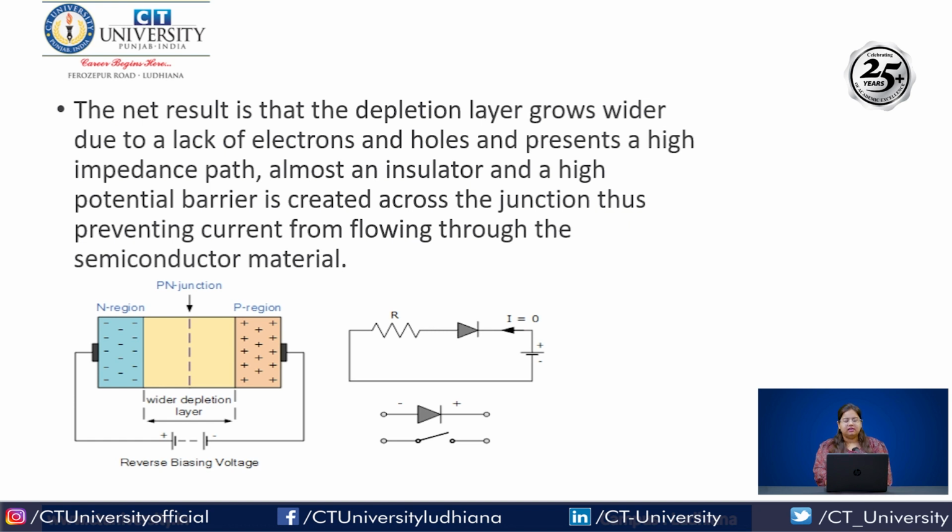As we can see in the diagram, the N region is connected to the positive side and the P region is connected to the negative side, so that the N region gets attracted to the positive side and the P region gets attracted to the negative side. The result is that the depletion layer widens, elongated towards the opposite sides.